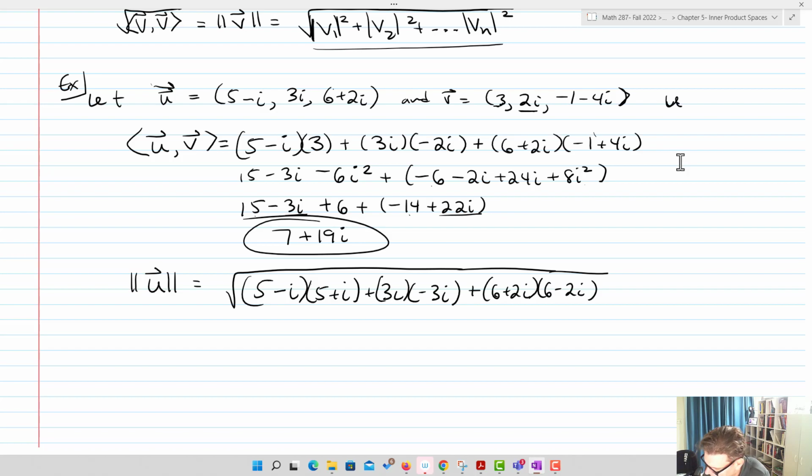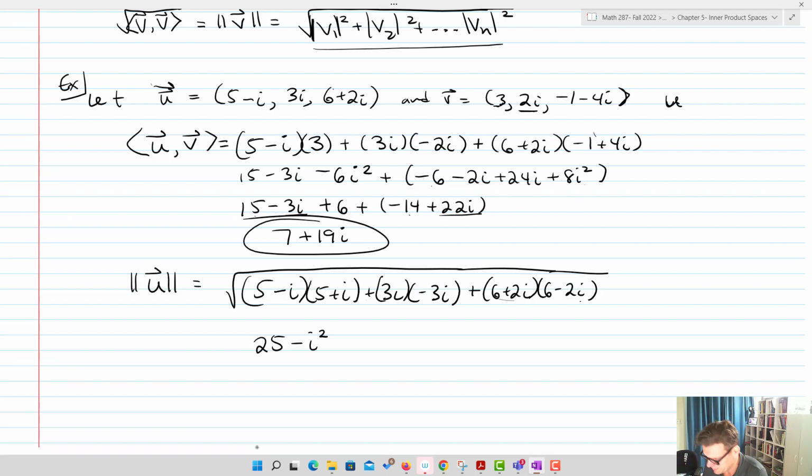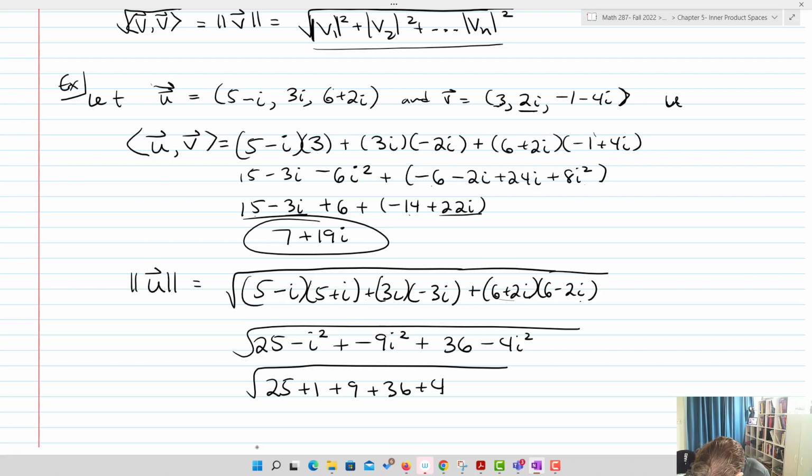What's going to end up happening, you'll notice, these are all differences of squares. So this is going to be 25, and this will be minus i squared. But i squared is negative, so it's minus a negative, so it's going to be plus 1. Plus, and this will be negative 9i squared, which again is going to be positive 9, plus 36 minus 4i squared, which is plus 4. We'll take this in square root. So this is going to be the square root of 25 plus 1 plus 9 plus 36 plus 4. So this is 49, 50, so this is equal to the square root of 75.